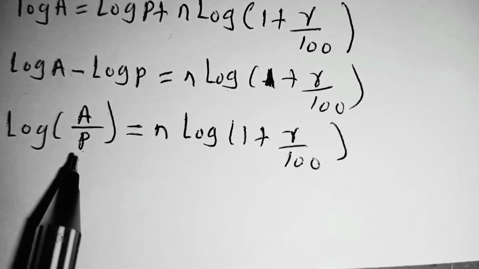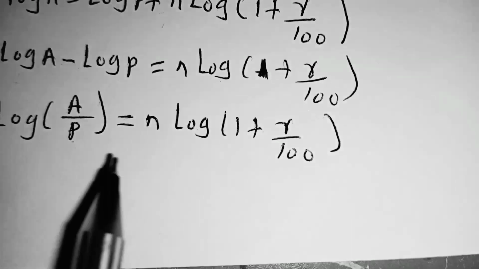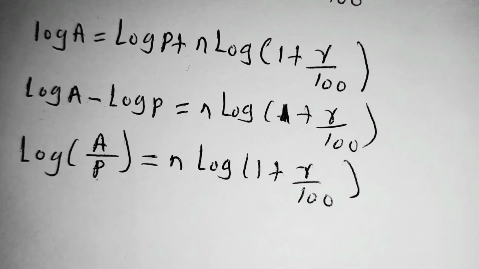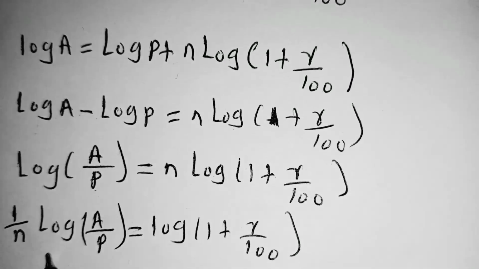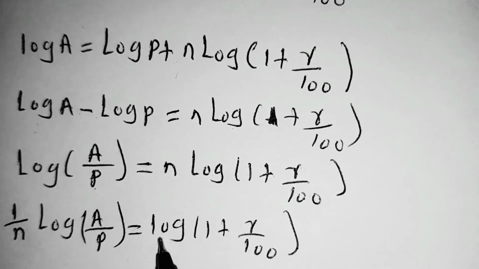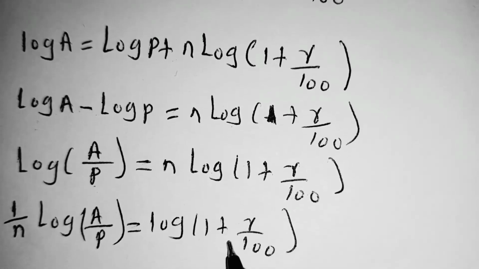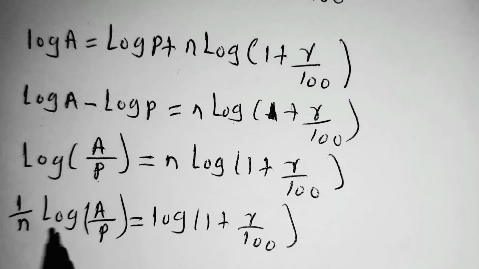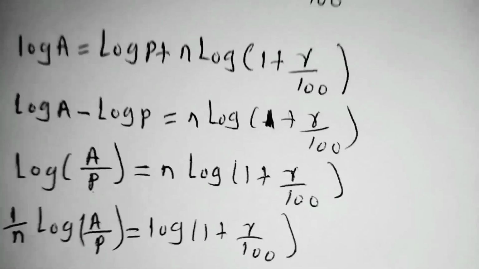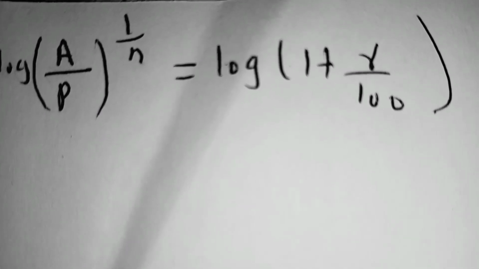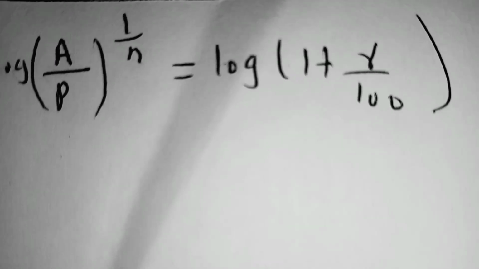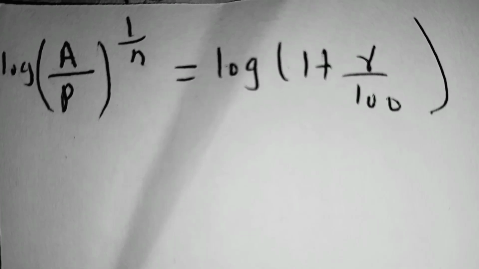log of P. At this juncture now, we divide by n both sides. So dividing by n both sides, we shall obtain 1 over n log of bracket A over P is equal to log of 1 plus R over 100. Remember, we can rewrite this part here as log bracket of A over P everything power 1 over n is equal to log of 1 plus R over 100. So we can cancel log on the left hand side and on the right hand side to obtain.